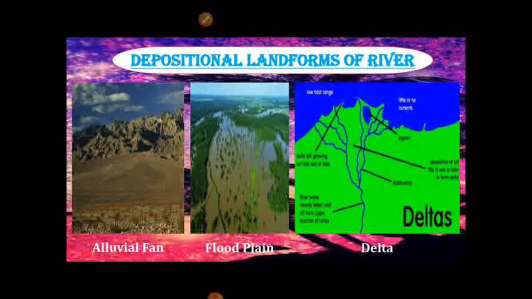Depositional landforms of a river. Alluvial fan. A fan-shaped deposition made by the river at the foothills is called an alluvial fan. Floodplain. Fine sediments are deposited on river banks when a river floods. These sediments make the region rich and fertile. This is called a floodplain. Delta. A triangular shaped low-lying area formed by the river at its mouth is called a delta.